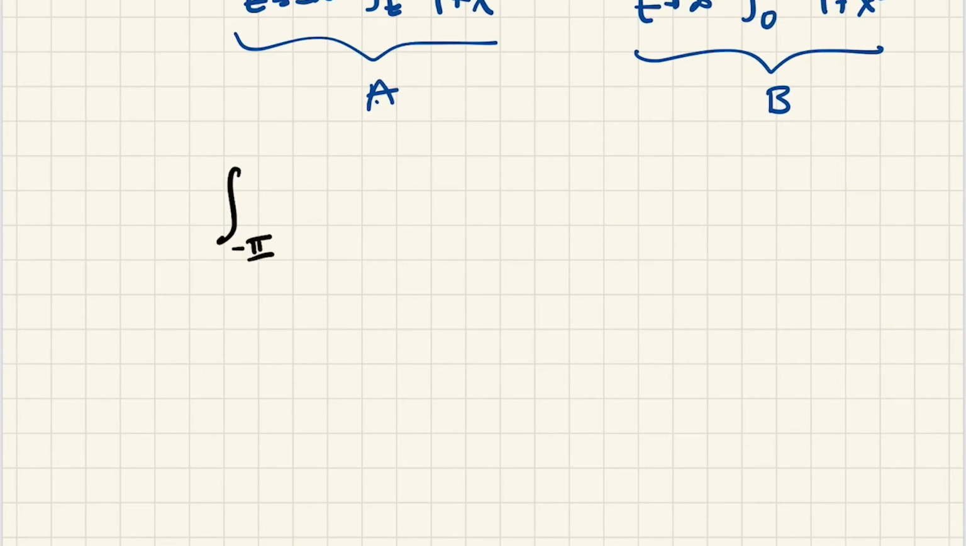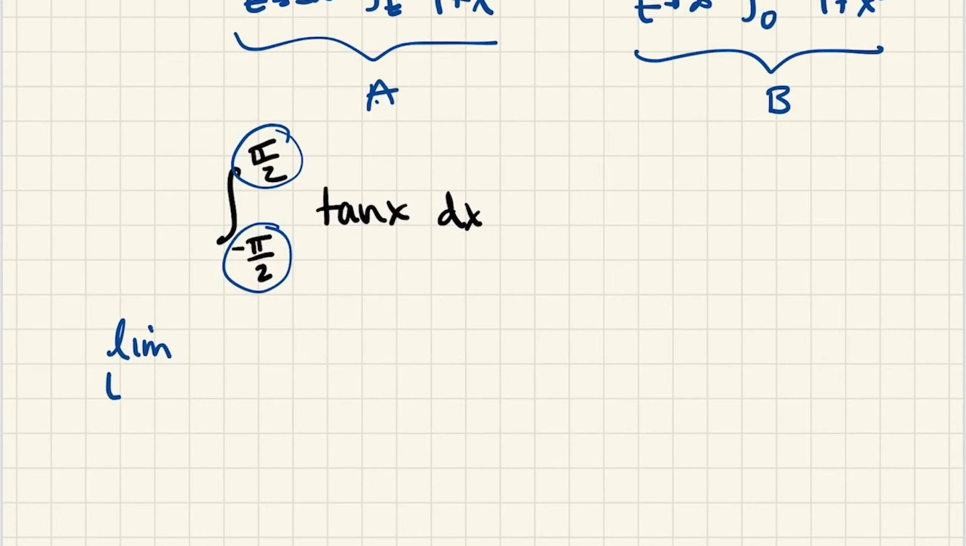Now consider the integral from negative pi over 2 to positive pi over 2 of tangent of x dx. And this is a situation where we have bad behavior at both ends. So bad guy here and a bad guy there. All right. So what we needed to do was pick a good guy in the middle, and 0 is a great pick. So we set our limit.